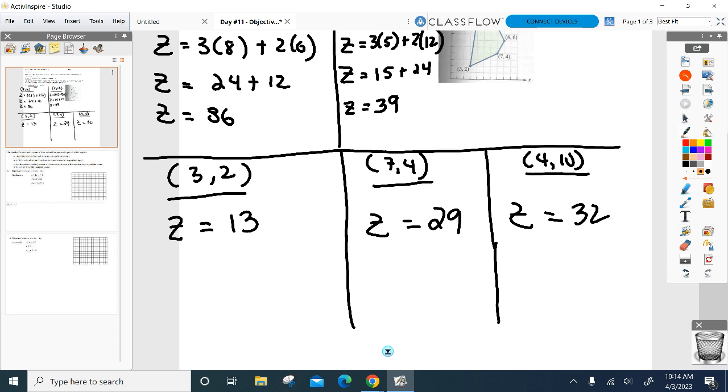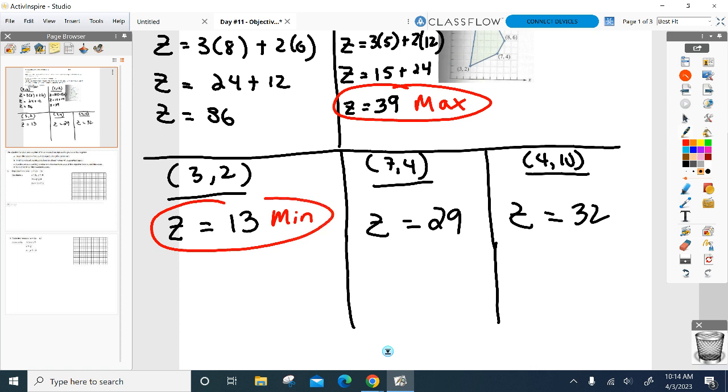So we all look through each choice. And you guys find the max would be 39, right? Max value right here, 39. And it also says, what is the minimum value? We look through, looks like 13 gives us the minimum. All right, all good?